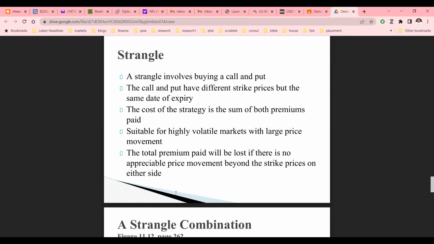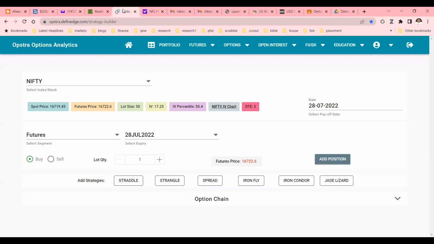So if the Nifty were to stay between those two strike prices, 16,600 and 16,800, I'll lose money on this trade. But if it breaks out on either side, which is our aim, then I make money. Okay, so let's go to Options Edge.